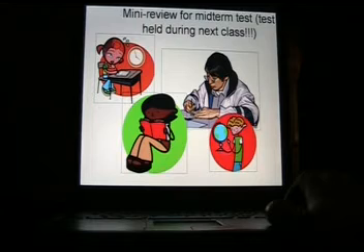So now we're going to do a mini review for the midterm test. The test is held during next class, and again, it is not held in the lecture hall, so pay attention to that.